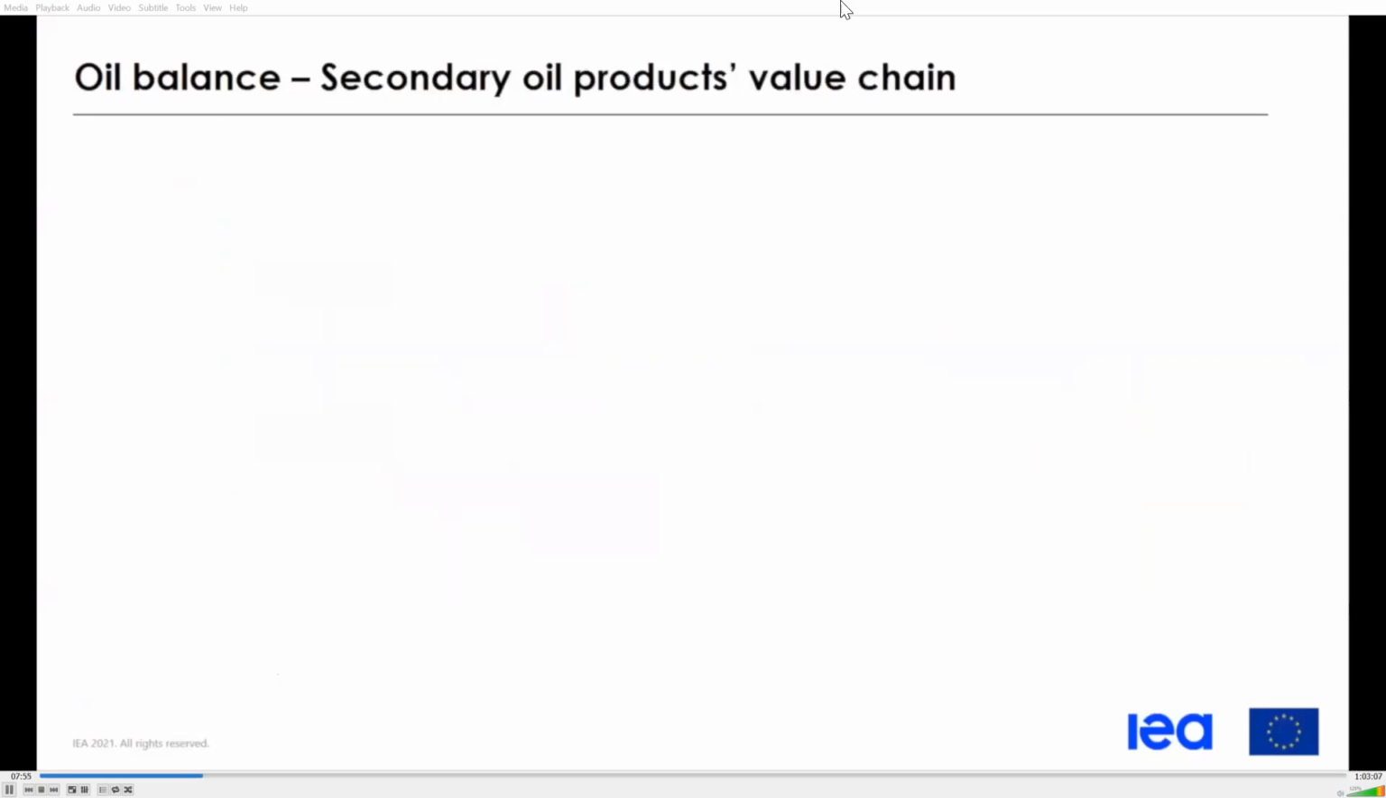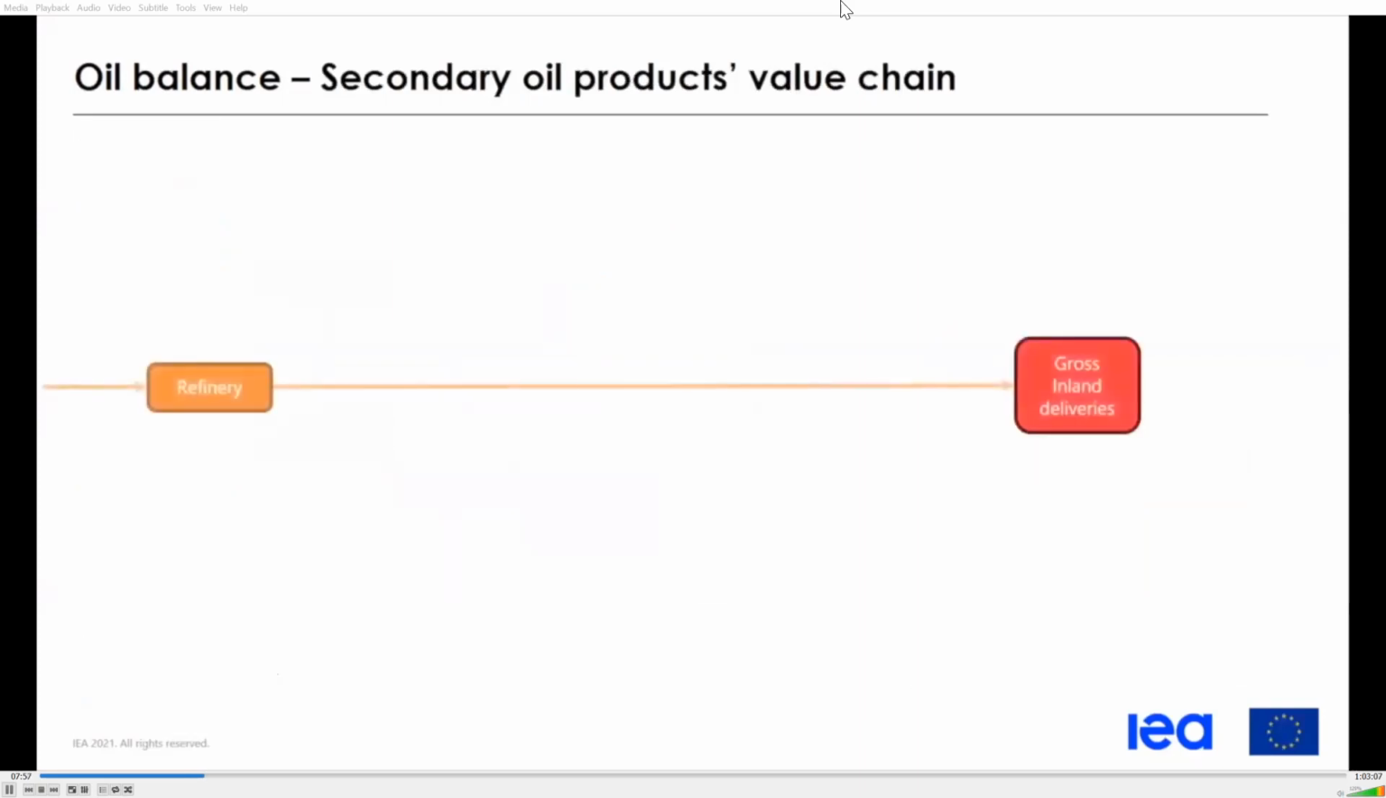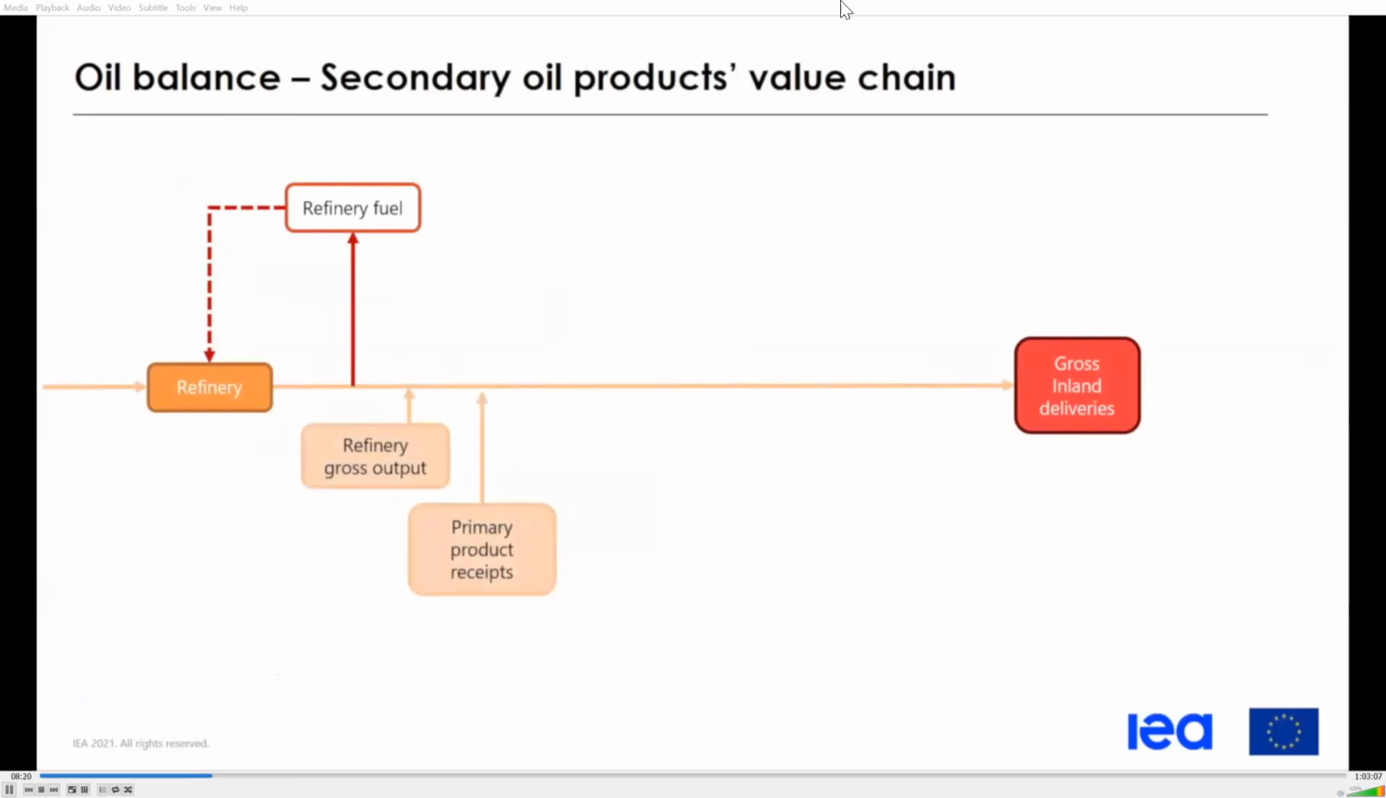So now on the other end of the refinery, we have our refinery that will provide the gross inland deliveries of secondary oil products. But to sustain its activity, most of the time, the refinery burns some of its own production. So refinery fuels will be consumed within the refinery to sustain its own activity. Then we have the refinery gross output, so the outputs of, let's say, motor gasoline or diesel from the refinery, which will be part of the gross inland delivery, and the primary product receipts.